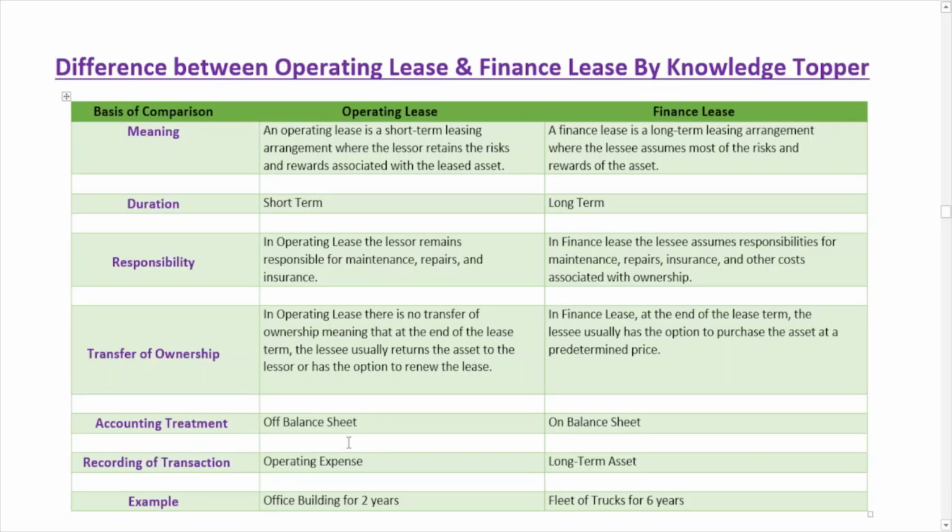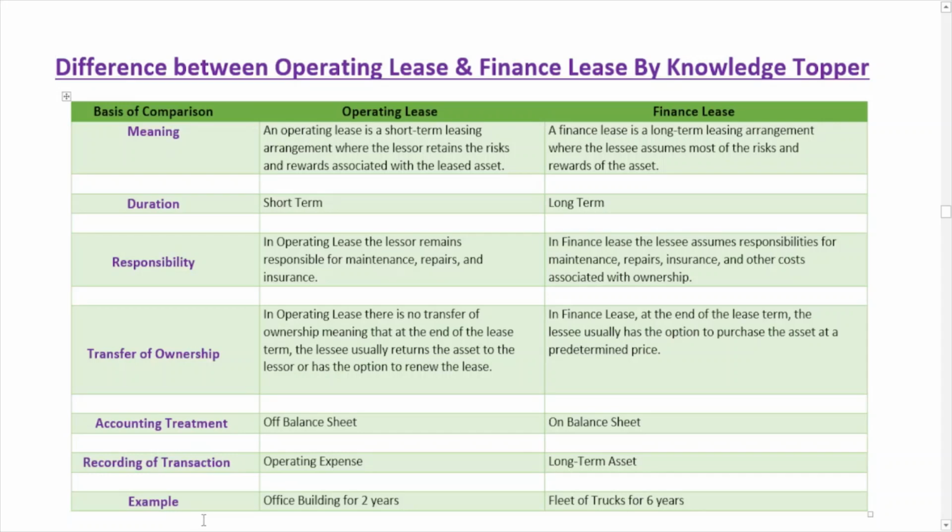Now if we discuss the accounting treatment of both leases, operating leases are typically treated as off balance sheet transactions, meaning that the lease asset and associated liabilities do not appear on the lessee's balance sheet. While finance leases are treated as on balance sheet transactions, meaning that the lease asset and associated liabilities are recognized on the lessee's balance sheet. If we talk about the recognition of the transaction, in an operating lease the lessee records lease payments as an operating expense that reduces the lessee's net income. On the other hand, in a finance lease the lessee recognizes the lease asset as a long-term asset and records depreciation expense and interest expense over the lease term.